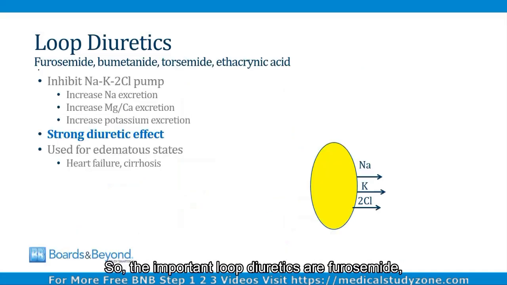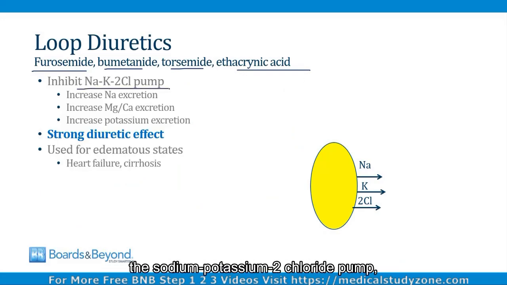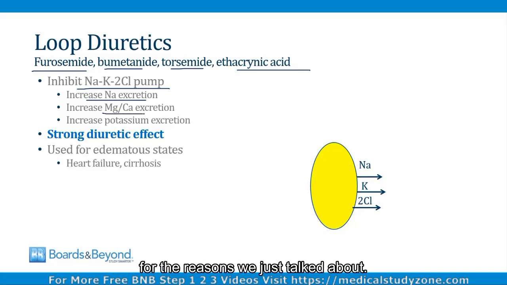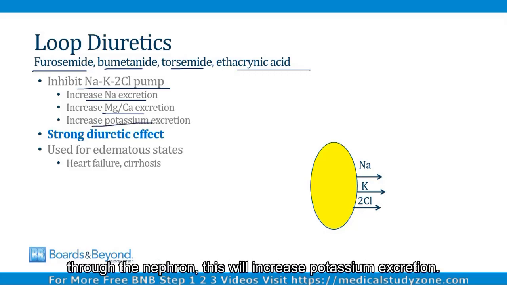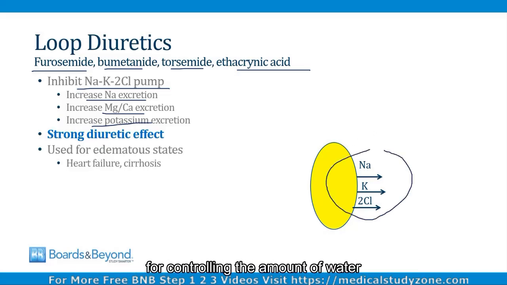So the important loop diuretics are furosemide, bumetanide, torsemide, and ethacrynic acid. And these drugs inhibit the sodium-potassium 2-chloride pump just like we discussed on the last slide. This will lead to more sodium excretion, and that will take water with it, and therefore urine output will go up. This will increase magnesium and calcium excretion for the reasons we just talked about. And like all diuretics that increase the flow through the nephron, this will increase potassium excretion. This pump here is very important for controlling the amount of water that is reabsorbed by the kidneys.